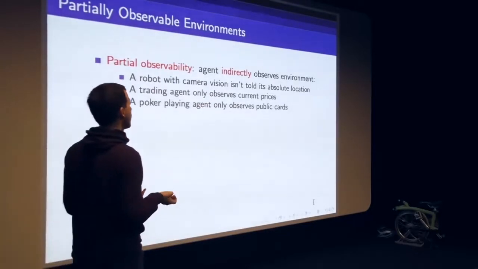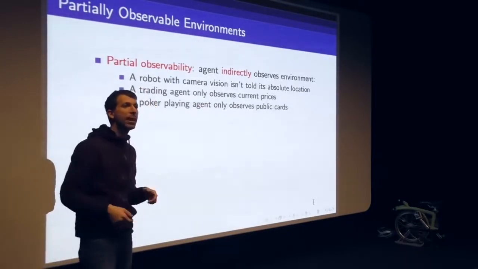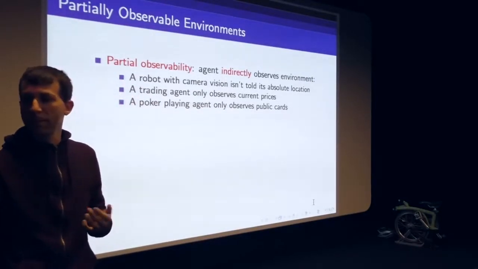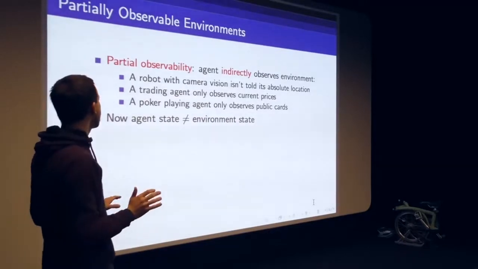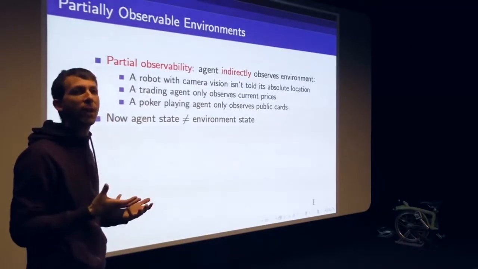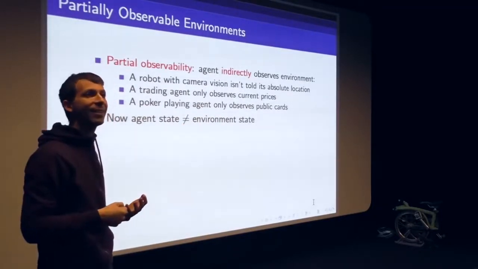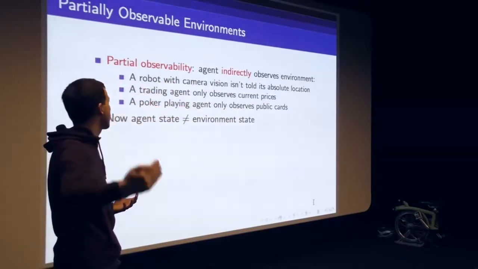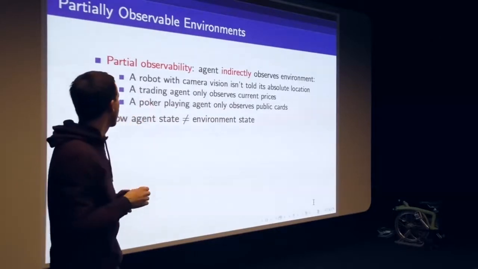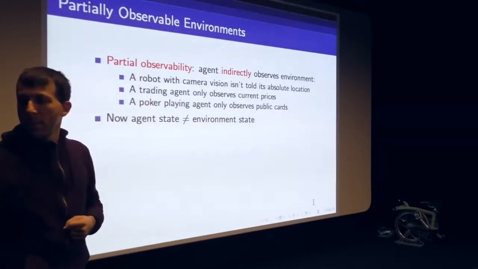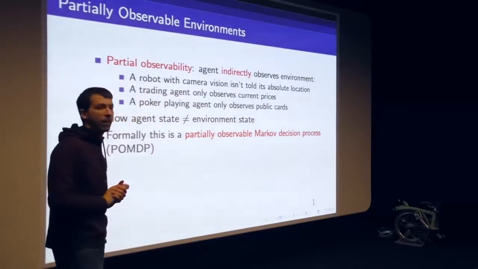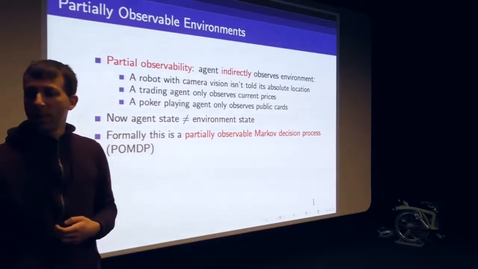Or a poker playing agent, it only observes the public cards, the cards which are face up on the table, and it doesn't know what's hiding in someone else's hand. These are all examples of partial observability. And in all of these cases, we have to build an agent state that's distinct from the environment state, because we don't know the environment state. We don't know what's in the opponent's hand or what's hiding behind the environment that's driving the prices. We don't know all that information. It may as well not exist as far as the brain is concerned that we're trying to create. So this needs a different formalism, and this is known as a partially observable MDP, or a POMDP.